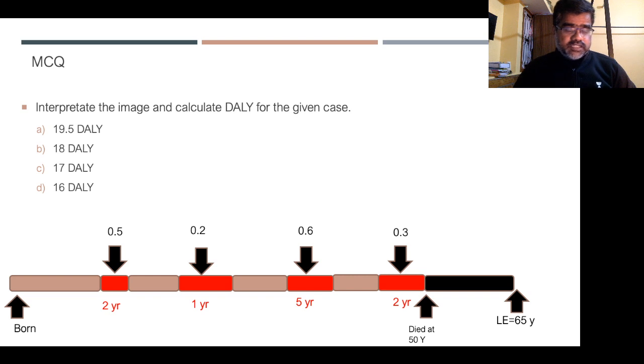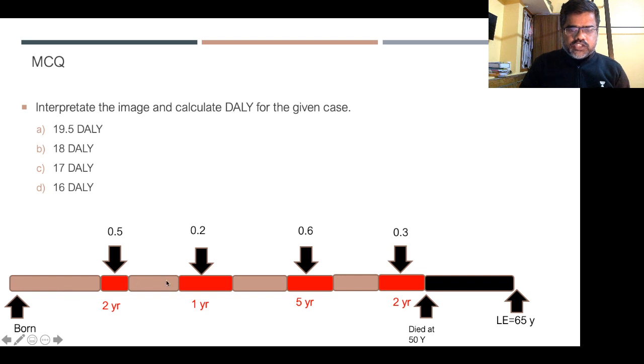The image is just an example. A child is born, and then its whole lifespan is shown. The red bars are the periods when the person was disabled, and the disability weight has been given. So 0.5 is for 2 years. So these are the red bars. The red bars are the periods of disability, and the disability weight is given. And the non-red bars are the periods when the person was in perfect health.